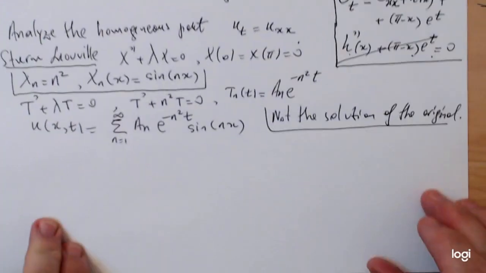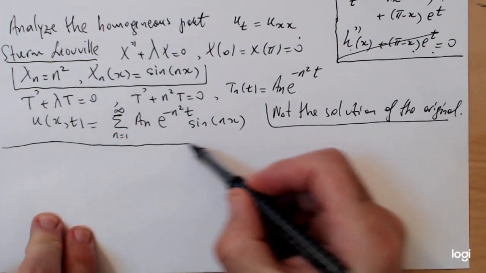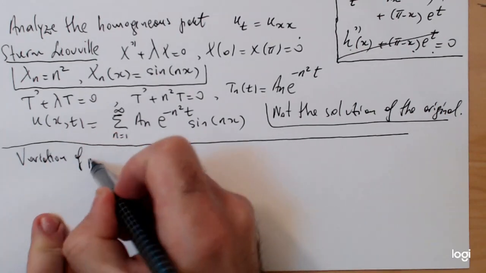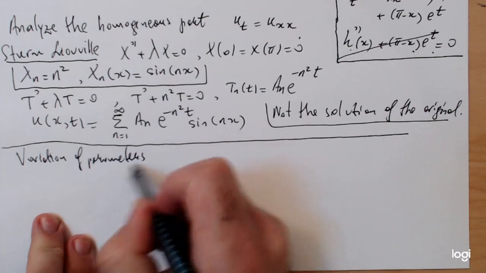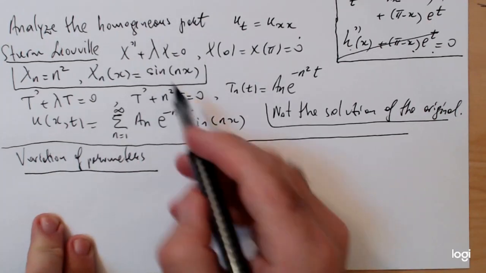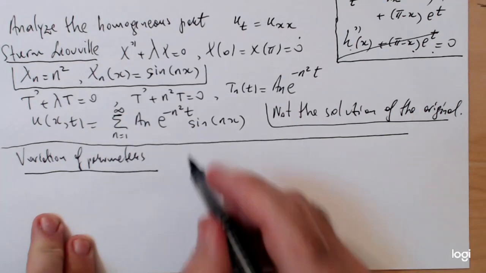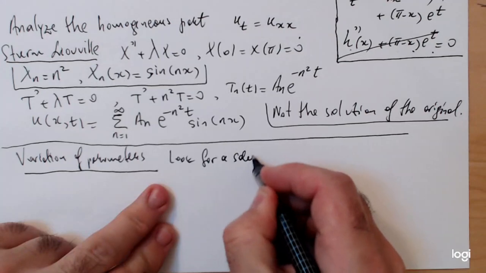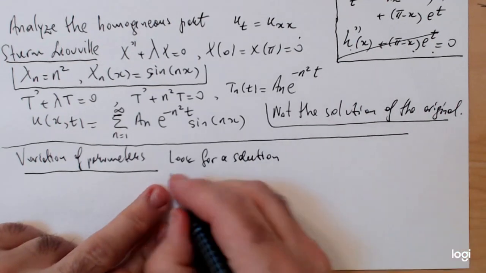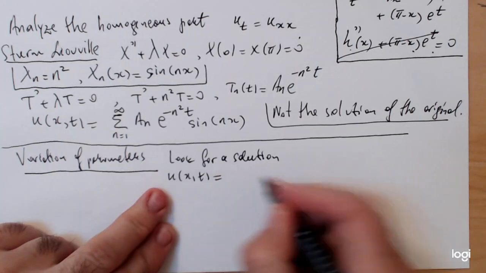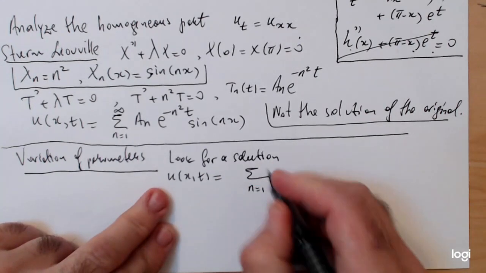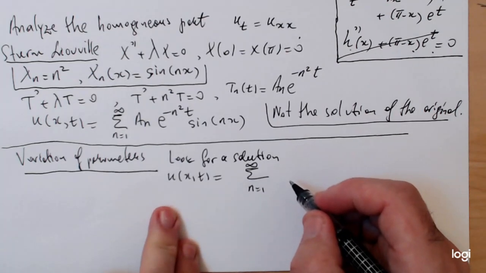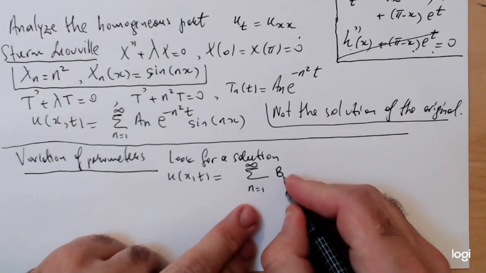So now we come to the main step in the variation of parameters method. Once you determine the eigenfunctions of the homogeneous part, look for a solution of the original problem in the form of a series of sine of nx with coefficients in t yet to be determined. So let's call these coefficients bn of t.